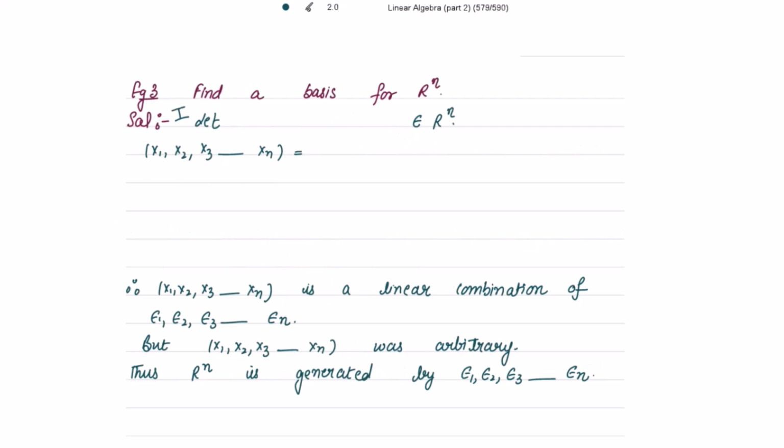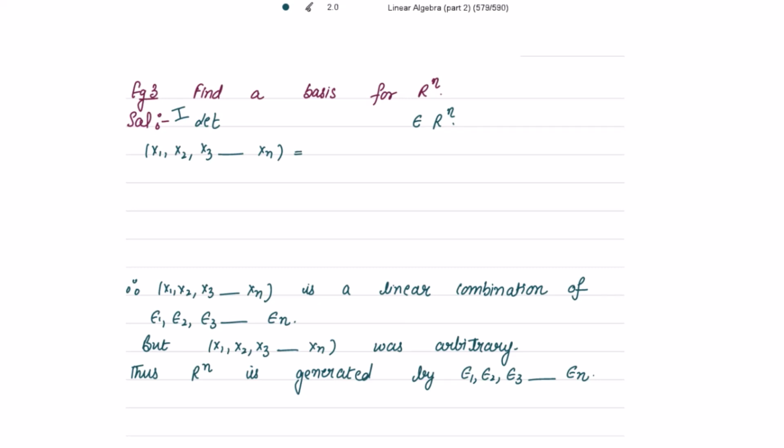Right? Okay, let's move on to the third example. Find a basis for Rn. Just now we found the basis for R3. Now I have to find the basis for n-dimensional space in R. Very easy. We just have to repeat the steps but in n dimensions.